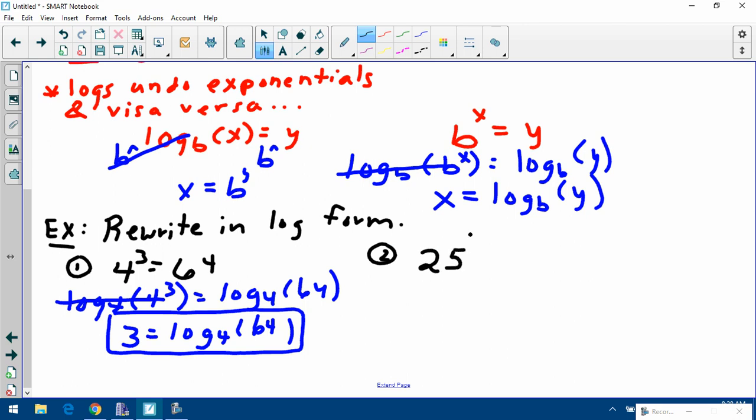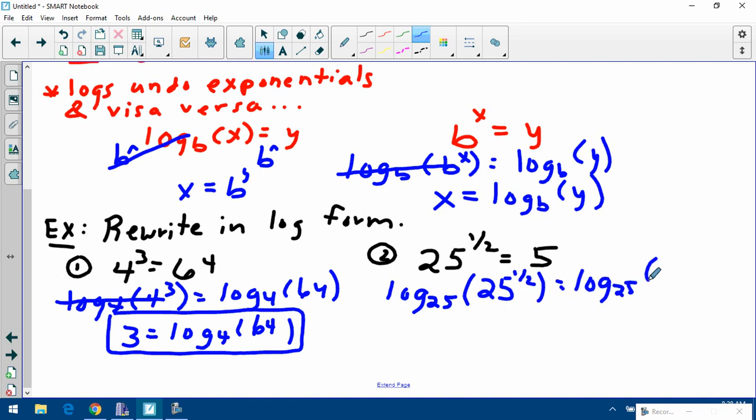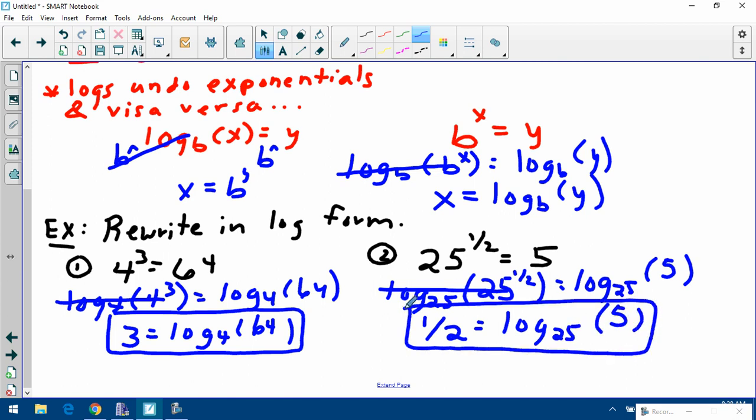25 to the 1/2 equals 5. If I wanted to make that in log form, what's the base here? 25. So I take log base 25 of both sides. So log base 25 of 25 to the 1/2 equals log base 25 of 5. These cancel. My answer is 1/2 equals log base 25 of 5. And again, take a minute to just realize what that means and why it makes sense. 25 to what exponent equals 5? Well, the square root of 25 equals 5, which is why the exponent's 1/2.